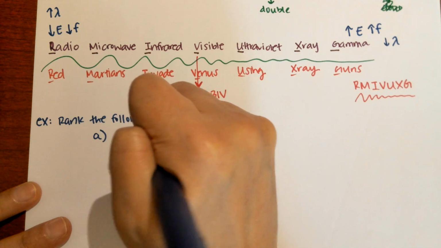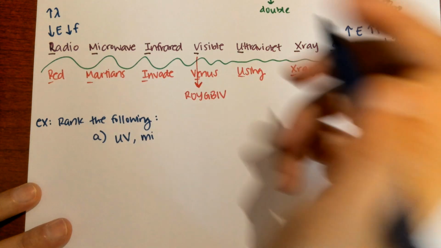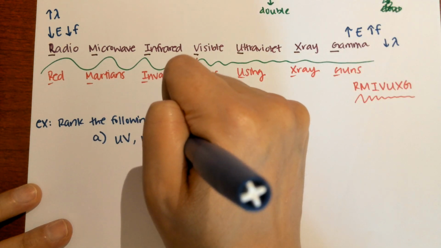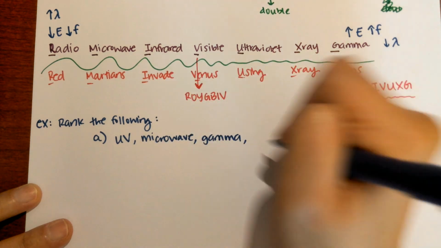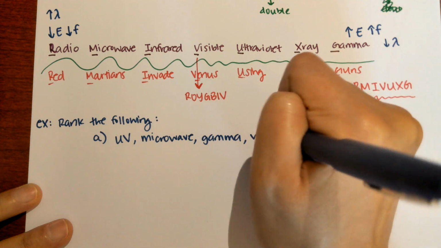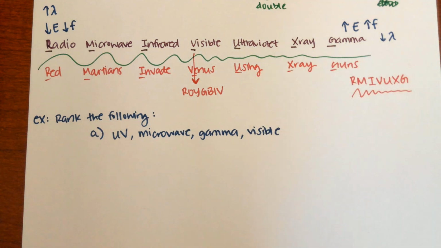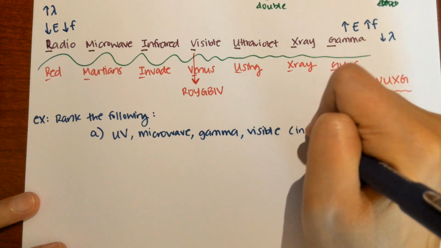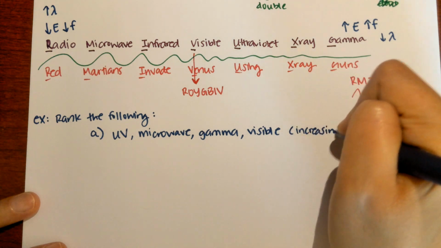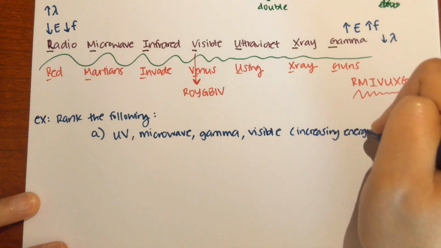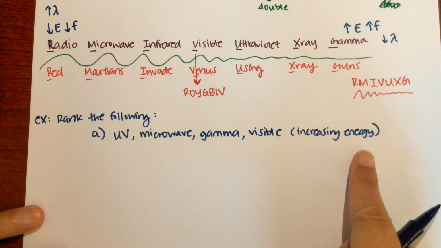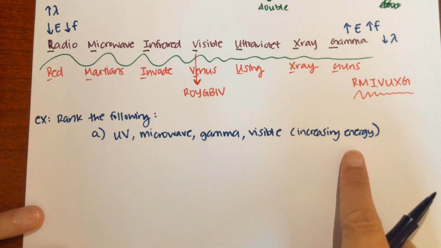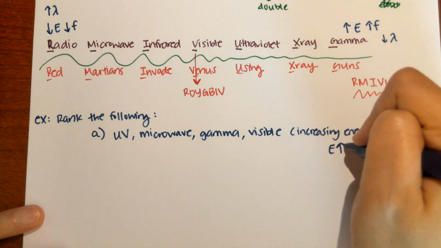Let's do rank the following: UV, I'm just going to abbreviate from ultraviolet, microwave, gamma, and visible. So I jumbled it up, and I'm going to rank based on increasing energy. So you're going to rank the following in increasing energy. With increasing energy, E goes up, right?